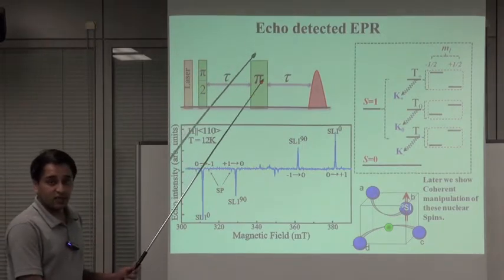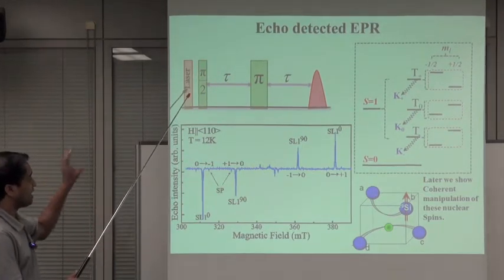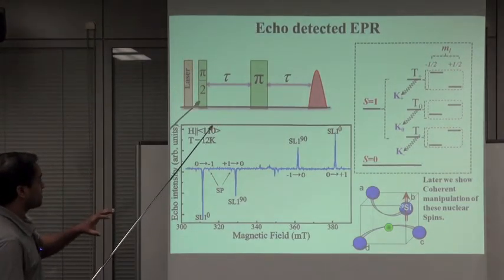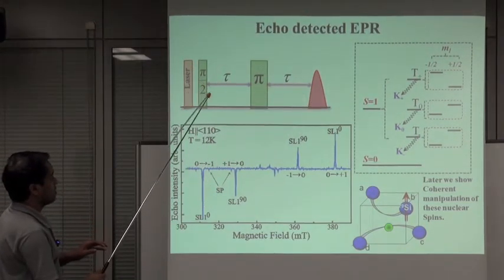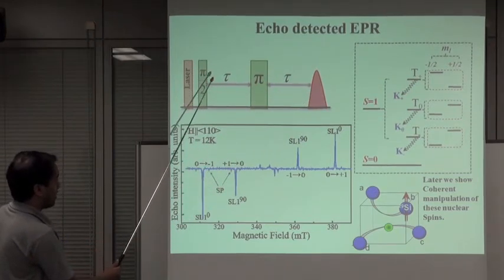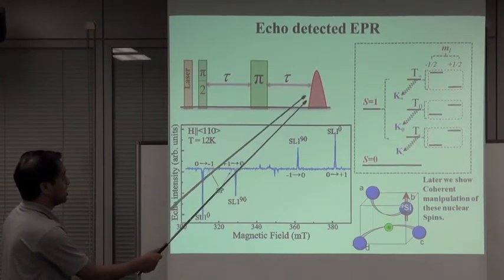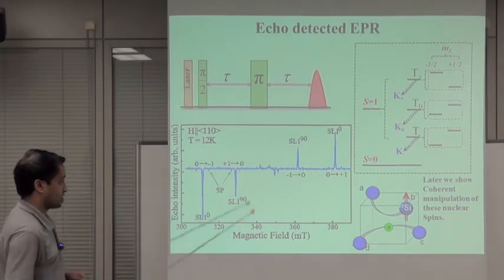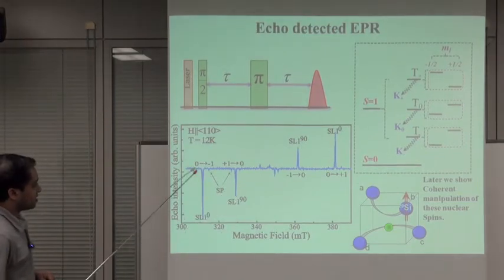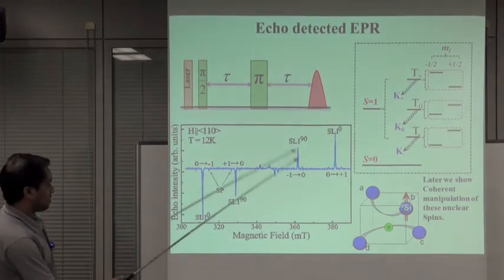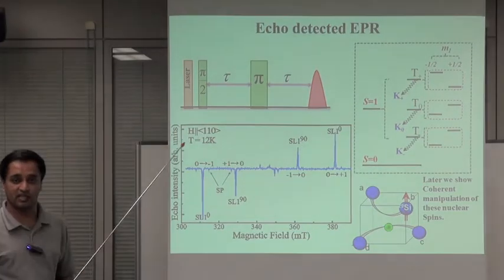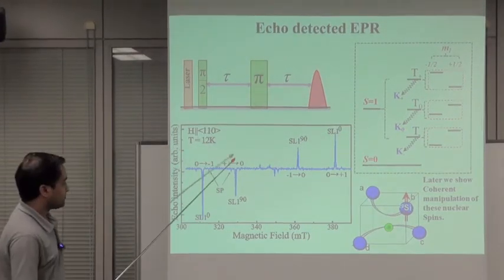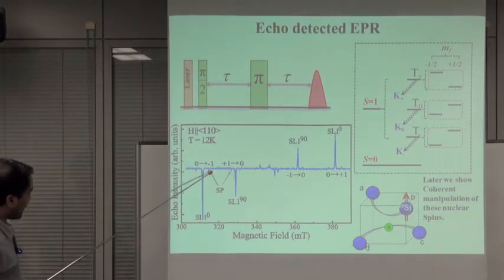So this is the echo-detected EPR spectrum where we apply a laser pulse, and then we create centers, triplets, in our sample, and then measure the Hahn-echo sequence. We measure the echo intensity as a function of magnetic field. We scan the magnetic field and measure the echo intensity as a function of magnetic field. So this is what we get. This matches very well with the previously reported CW EPR spectrum of these centers. Now you see the satellite peaks here.